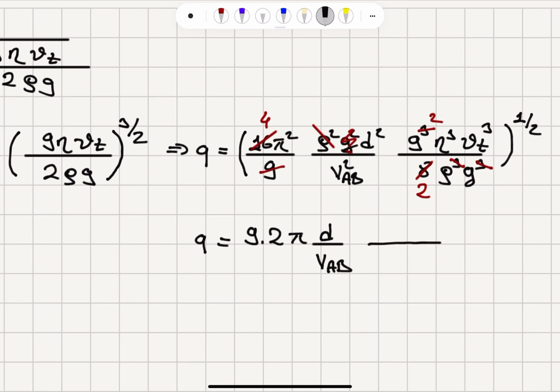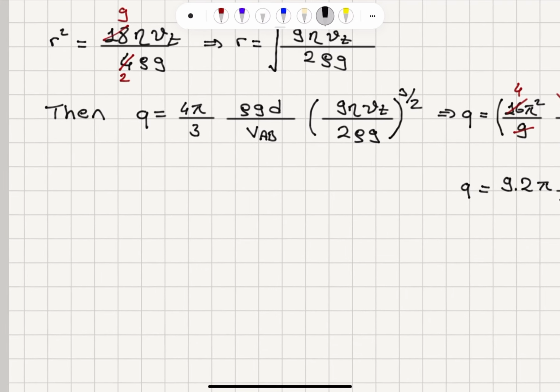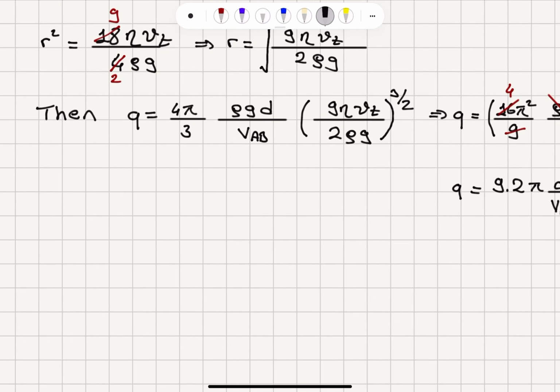And then inside the square root, what remains? I have the viscosity eta cubed, I have V terminal cubed, and then I have a 2 rho g remaining inside of the square root. So I can write my final answer. If I multiply 9 by 2, then I can write Q as 18 pi D over VAB, the potential difference.